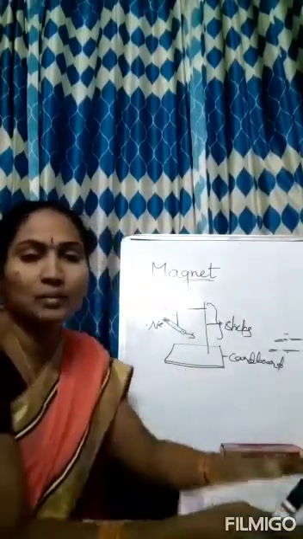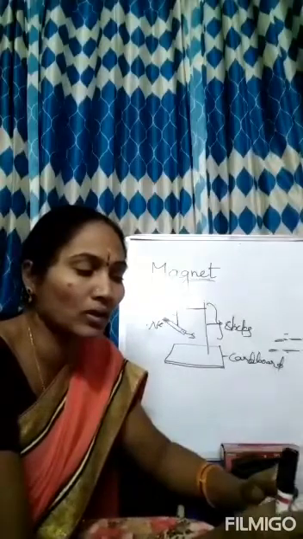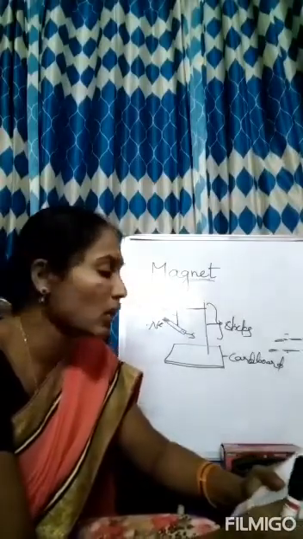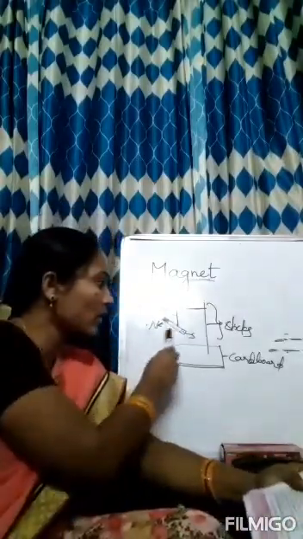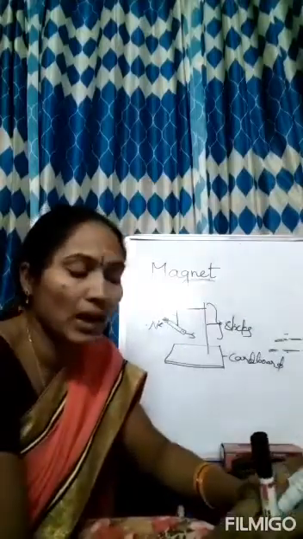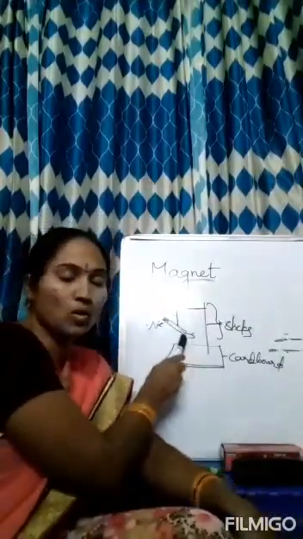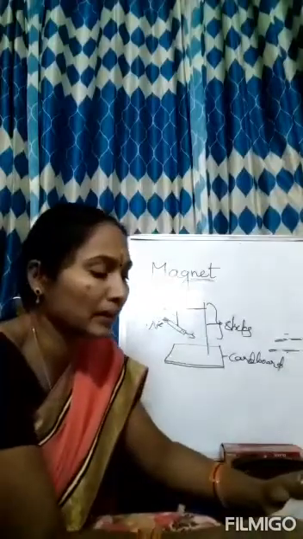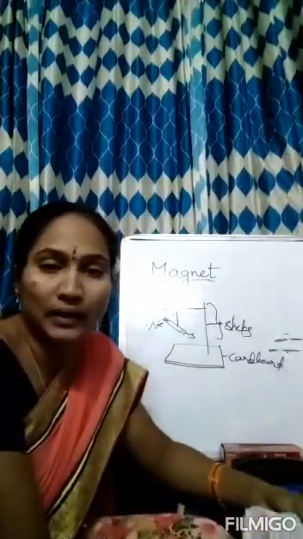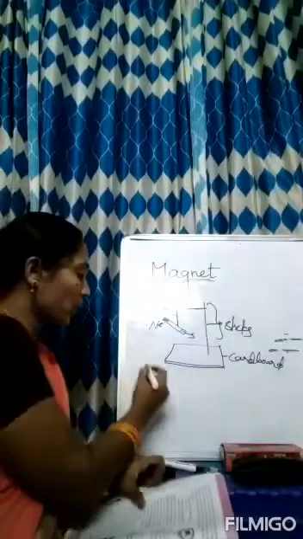So in each case, mark the end that points towards the north. This end is known as the north pole of the magnet. The other end which points towards the south is called the south pole of the magnet. And this property of the magnet is called the directional property.